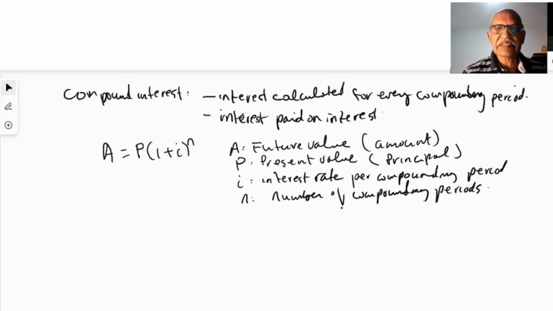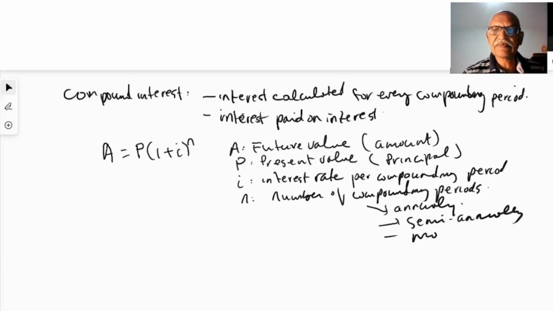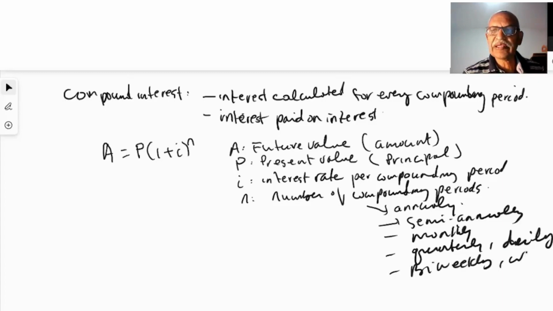We have many compounding periods. So the compounding periods can be annually, semi-annually, which means every 6 months, monthly, quarterly, daily, bi-weekly, or weekly. These are all the possible compounding periods. So it depends on the question. If the compounding period is semi-annual, you divide the interest rate by 2 and multiply the n by 2.